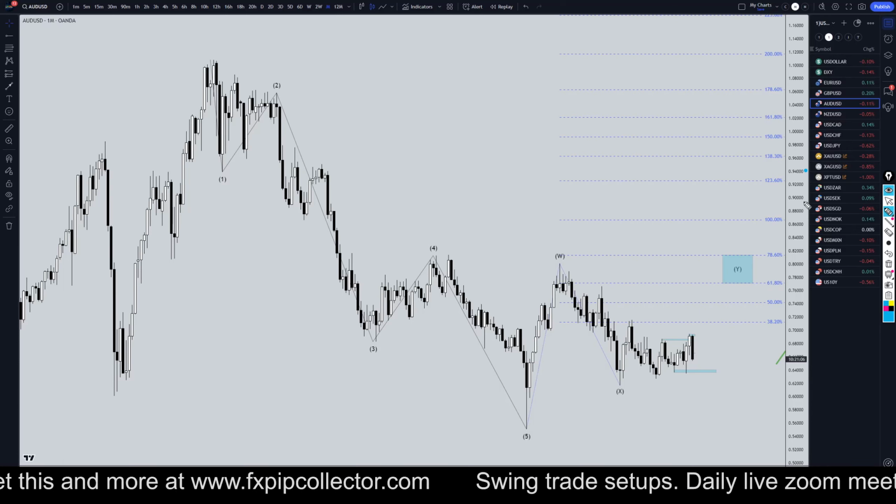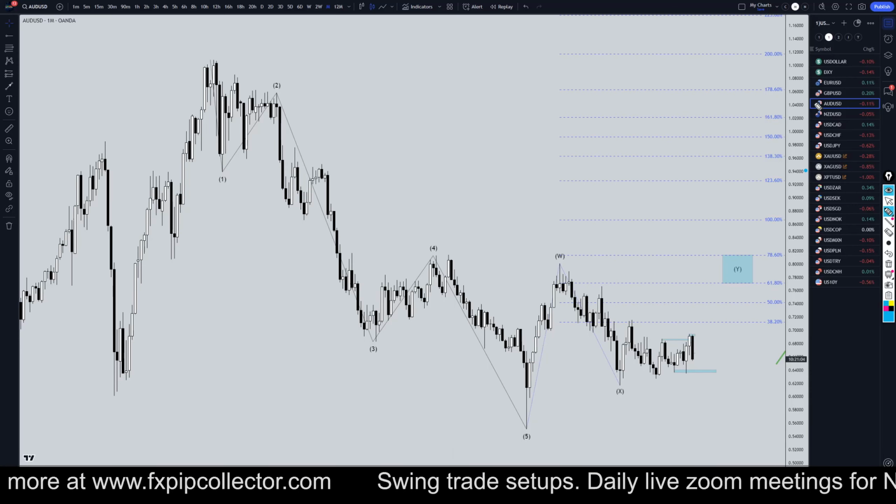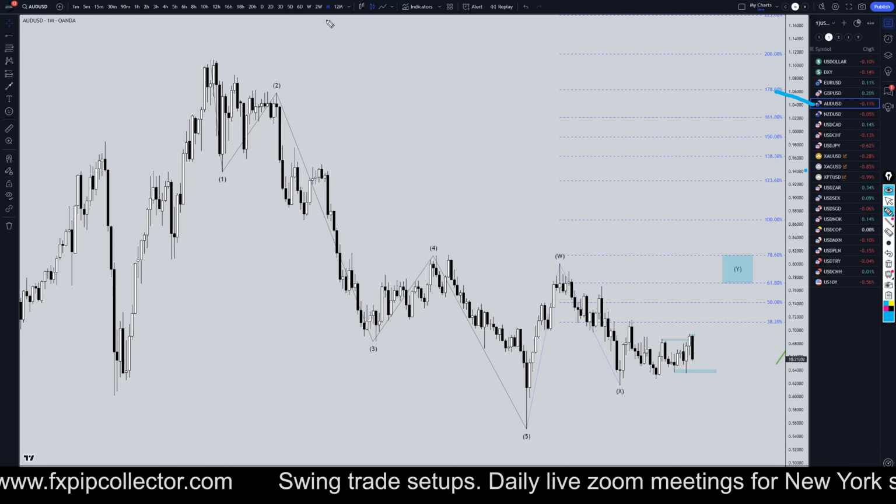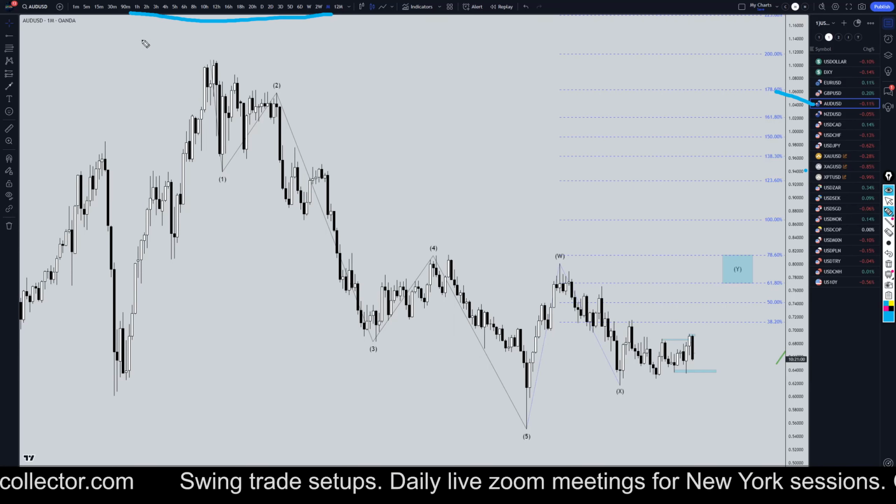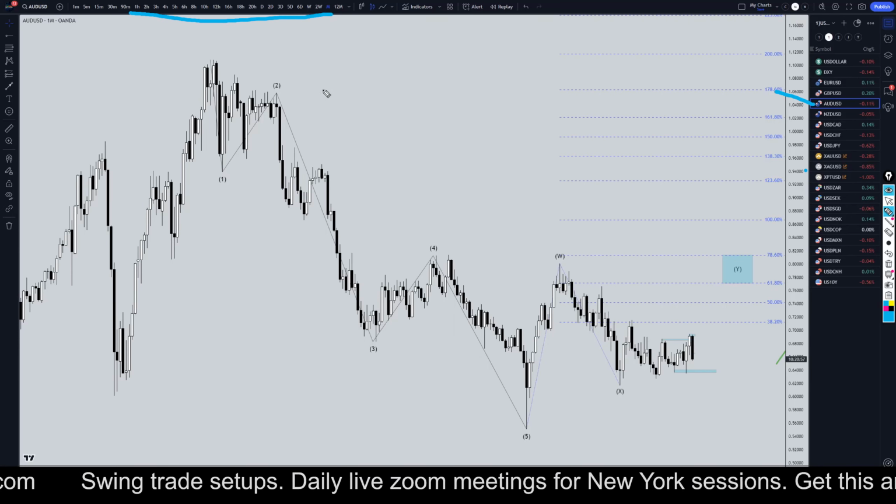Today is Thursday, October 31st, and I'm going to be analyzing the Aussie US dollar, starting on the monthly, working my way all the way down to the 1 hour time frame for the full top-down analysis.